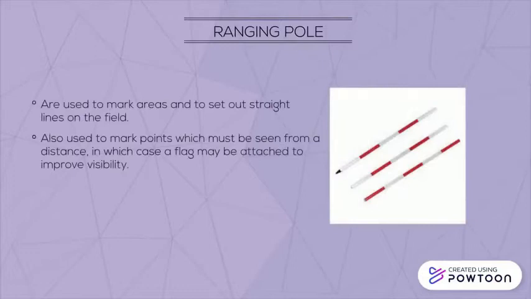Ranging pole. Ranging poles are used to mark areas and to set out a straight line on the field. They are also used to mark points which must be seen from a distance, in which case a flag may be attached to improve the visibility.